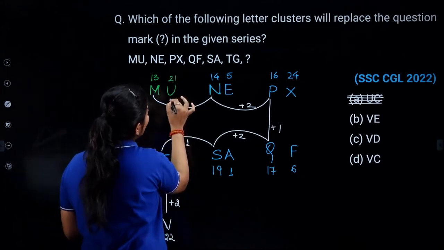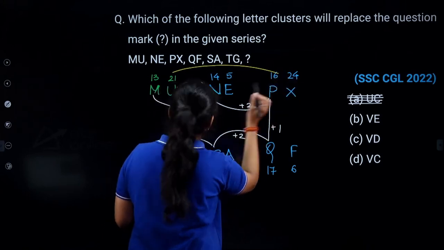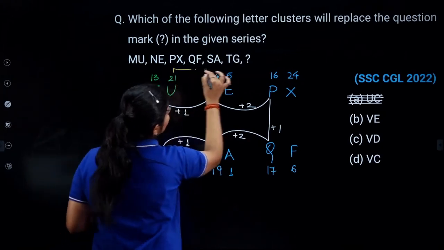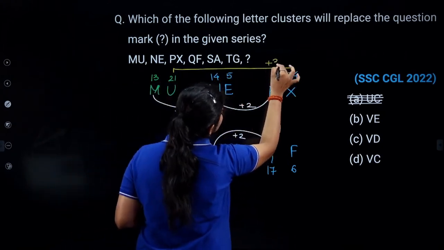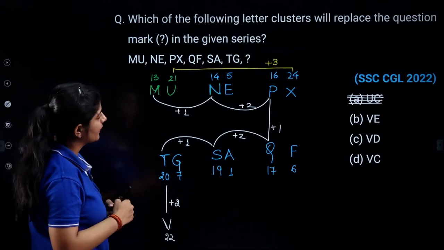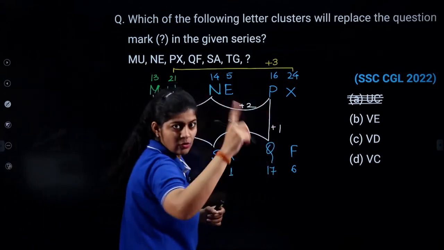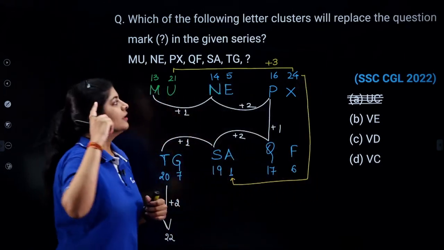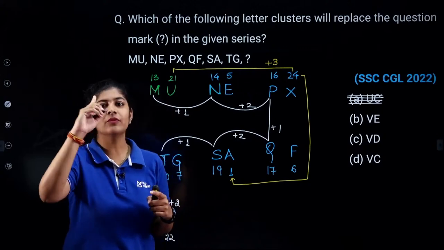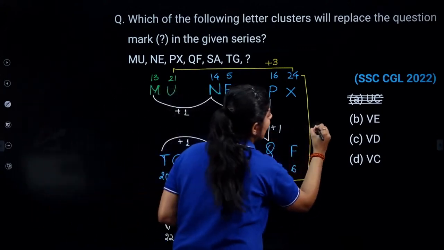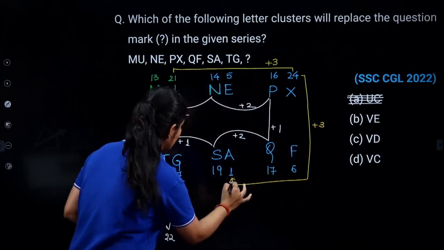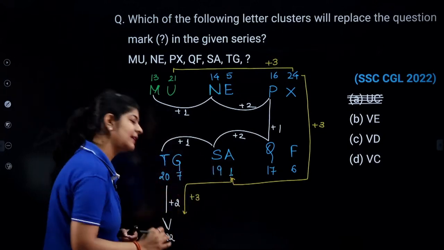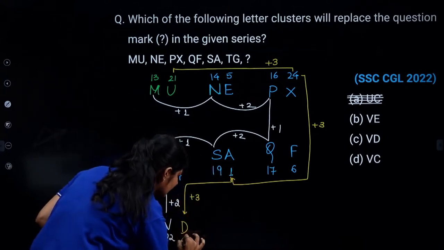Okay. 21 to 24, there's a gap of +3, right? Now after that again alternate, right? 24 to 1, 25, 26, 1. Again there's a gap of +3. So the next term is again at a gap of +3, that means 1 + 3, that is 4, and 4 is associated with D.